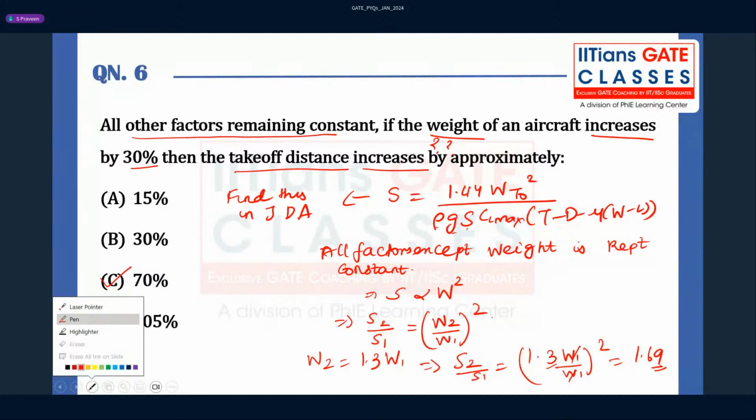Fine. So let me just explain this. Let me go to the next slide and then explain. What is given here? All of the factors remaining constant, if the weight of an aircraft increases by 30%, then what will happen to the takeoff distance? That's what is given. So let's try to do that.